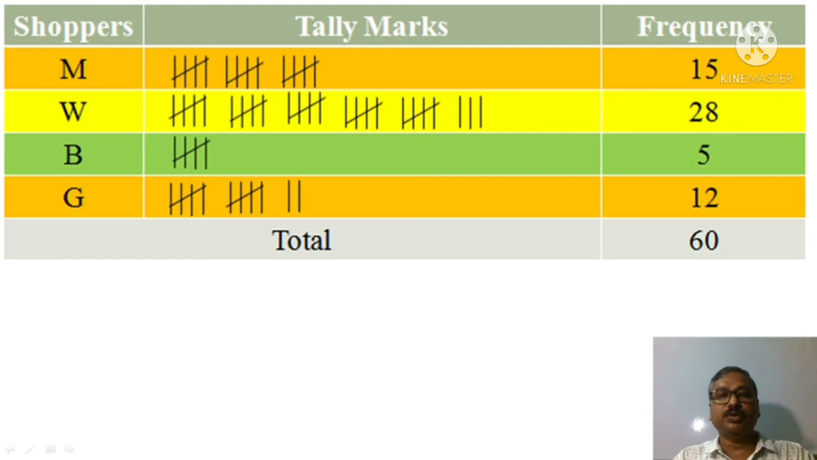So this is the frequency distribution table. We complete the construction of the frequency distribution table. Now using this table we will draw the bar graph. That is, there will be 3 bars. For men the frequency is 15. That is, the height of the rectangle will be 15. And for women the height will be 28. And for boys the height will be 5 and girls 12.